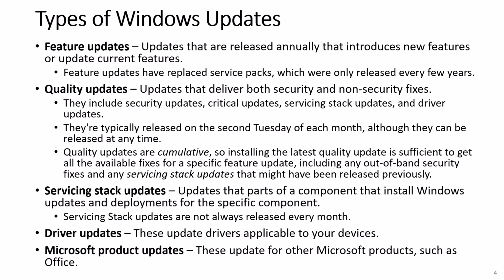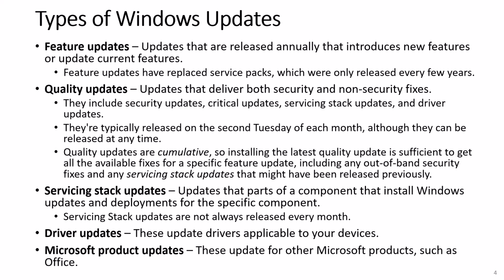With Microsoft products, there are several types of updates. Feature updates are updates that are released annually that introduce new features or update current features. Feature updates have replaced service packs, which were only released every few years. Quality updates are updates that deliver both security and non-security fixes. They include security updates, critical updates, servicing stack updates, and driver updates. They're typically released on the second Tuesday of each month, although they can be released at any time.